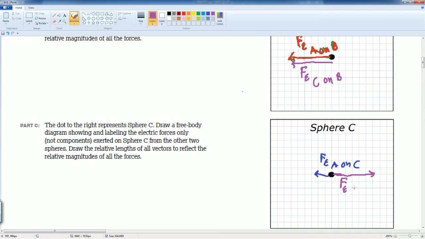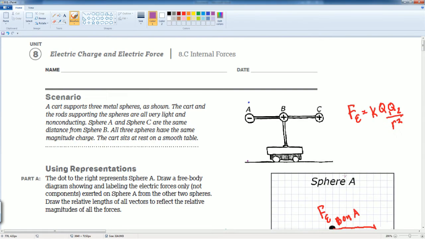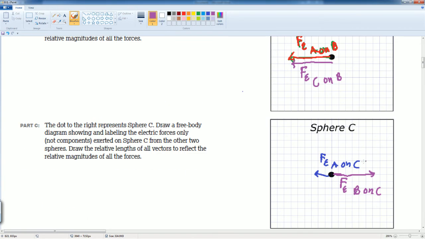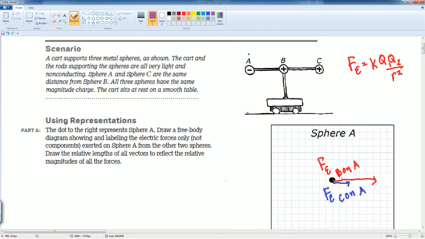B on C. Okay, and the reason why that goes to the right is because here, you see how this is going to be repelling. So that is the reason why this one tries to go this way, but it repels, right? So it repels. Okay, and this was the B on C part. All right, good.